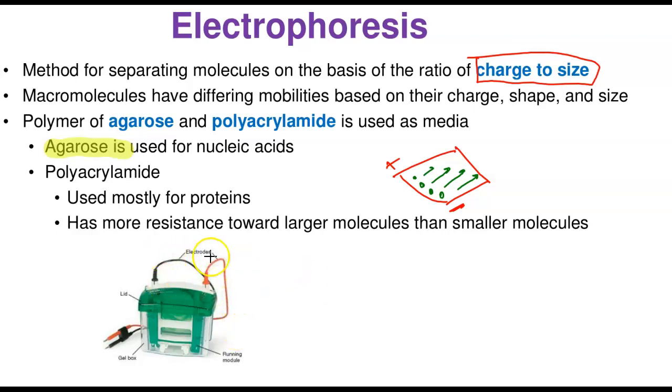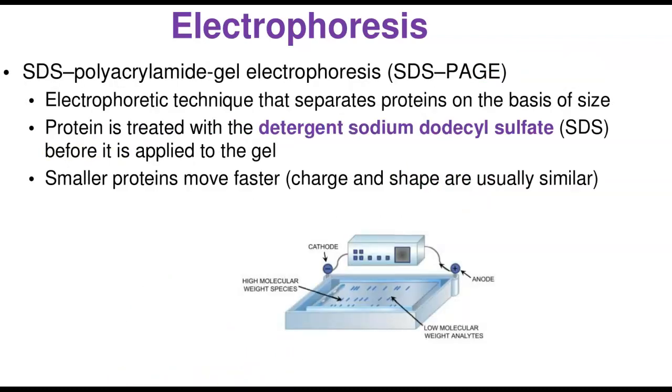You see this. It has two electrodes that will bring in the charge in between them. And inside this place, you have the plate. So this is the gel box, and inside it is the plate. When you use it for separation in SDS polyacrylamide gel electrophoresis, or SDS-PAGE, the technique separates protein based on their size. The protein is treated with the detergent sodium dodecyl sulfate, what we call SDS.